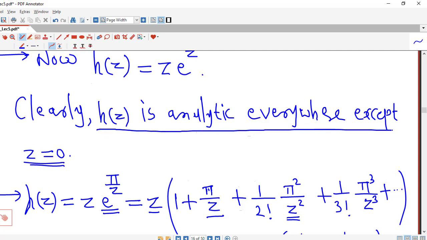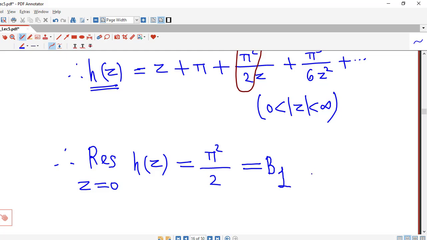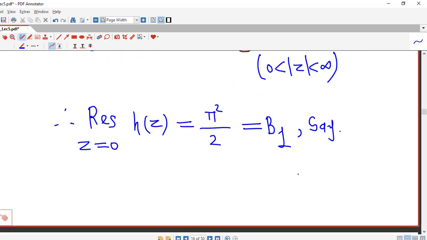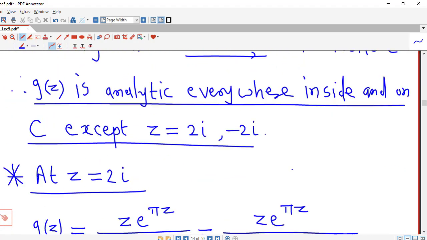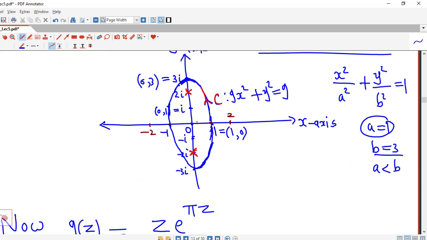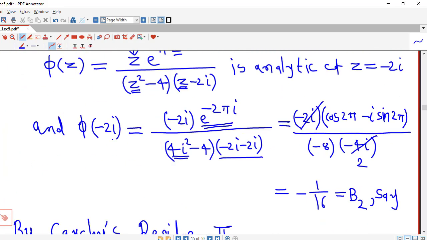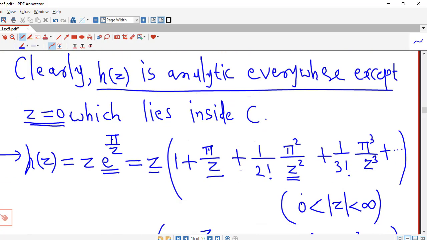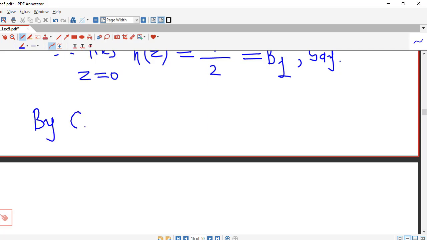Otherwise h of z is analytic everywhere, and this z equal to 0 is inside the ellipse, which is the given contour. So this is the only residue for the given function h of z. So we have only one isolated singular point of h of z, which is 0, and it is inside the simple closed contour C. So now we can apply Cauchy's residue theorem for h of z. H of z is analytic everywhere inside the simple closed contour C except only one point z equal to 0, which is inside C.